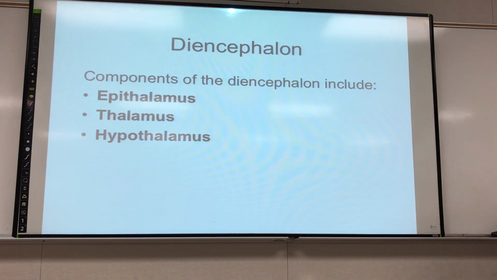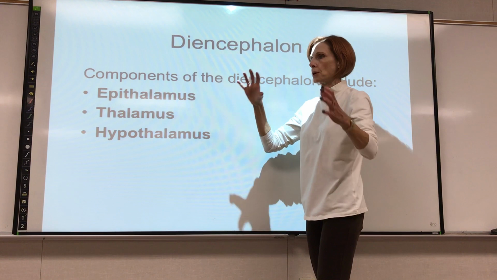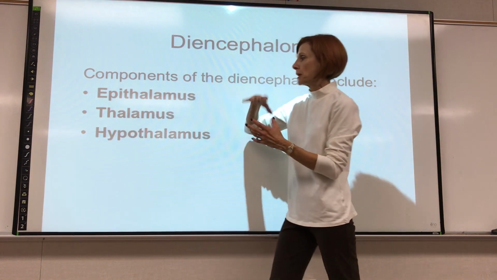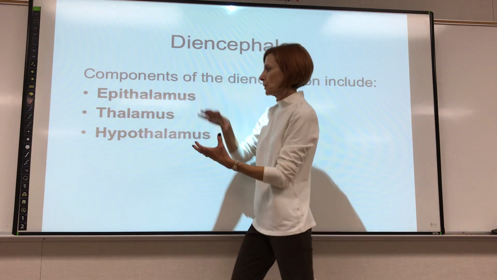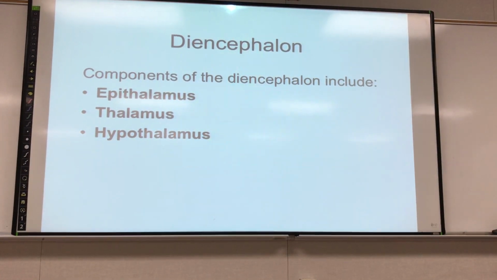So the diencephalon is divided into these three areas, and you can see that they kind of revolve around the thalamus. Epi means above, this is the area above the thalamus, and hypo is below the thalamus. Okay, so I think we're gonna start with the epithalamus here.